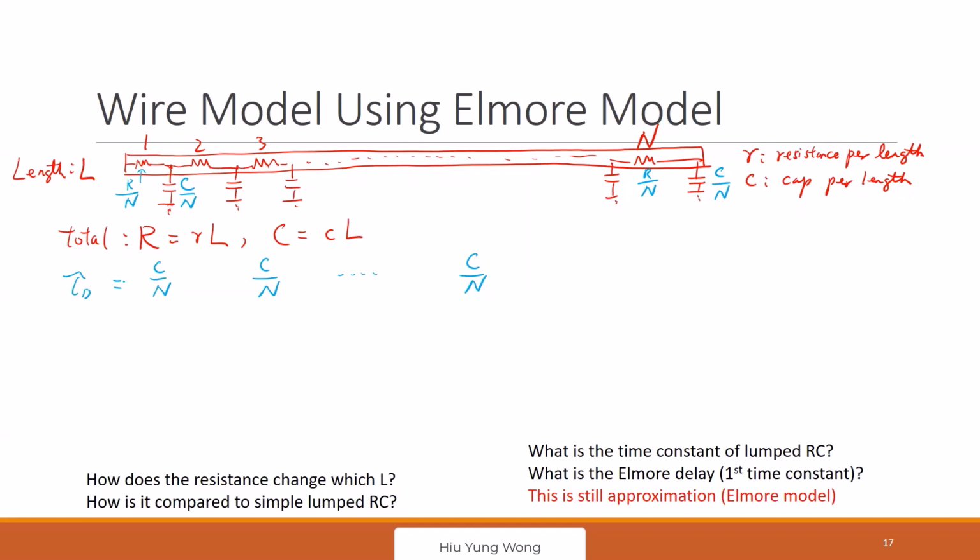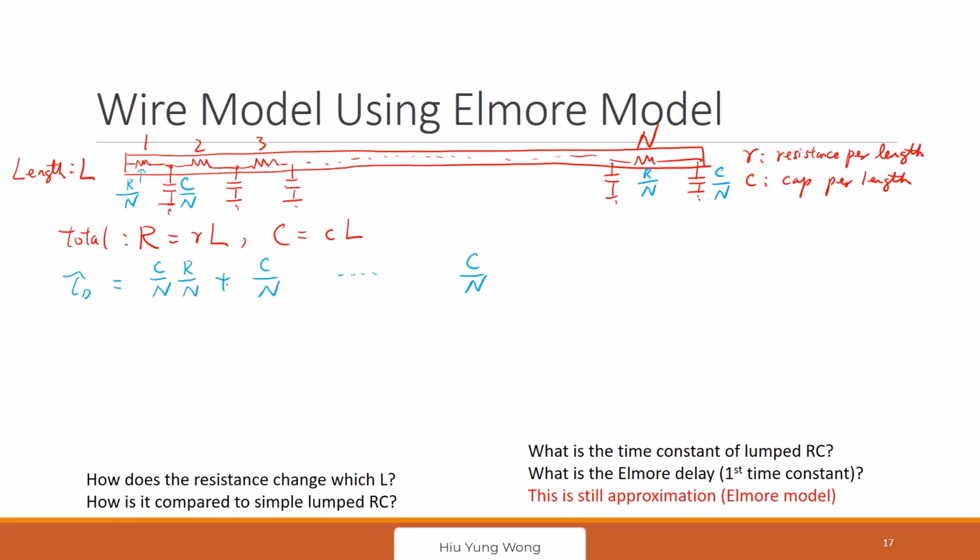Anyone? It's not difficult. What is the shared resistance from here to the end and from here to the first capacitor? The resistance across that first node. What is that resistance? Capital R by N. Very good. R by N. That is the first term.